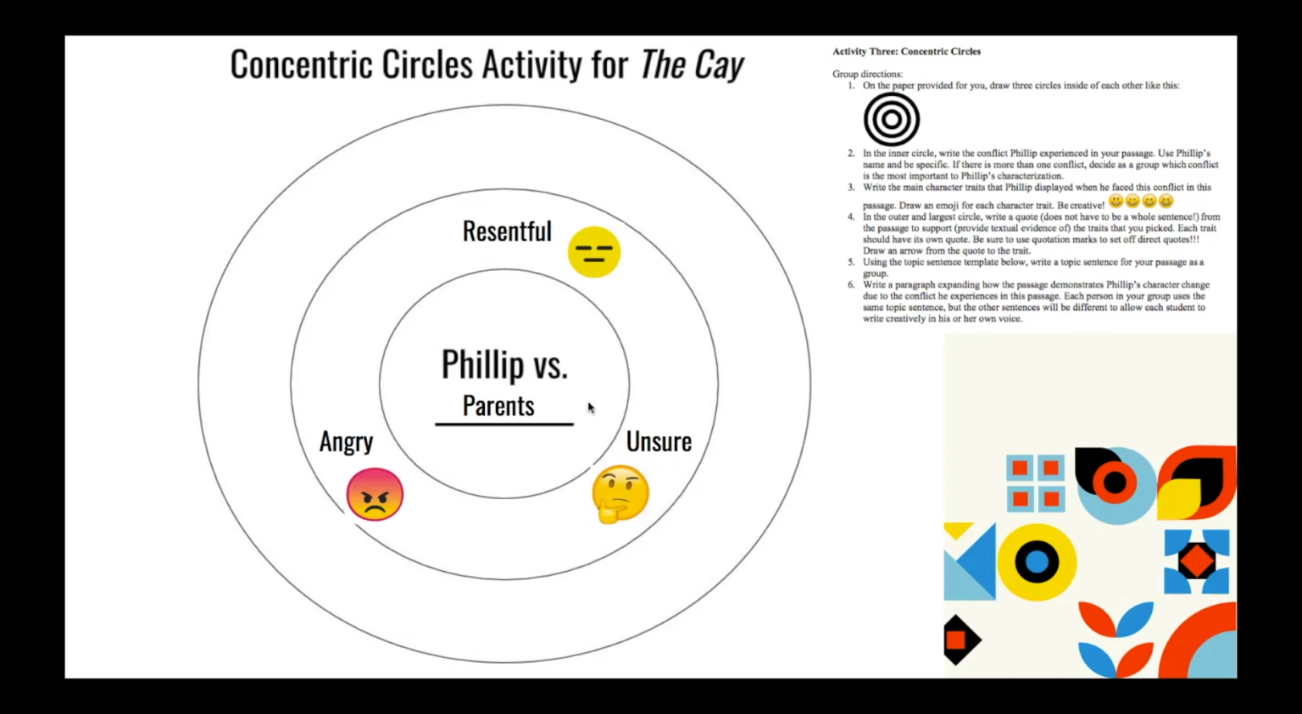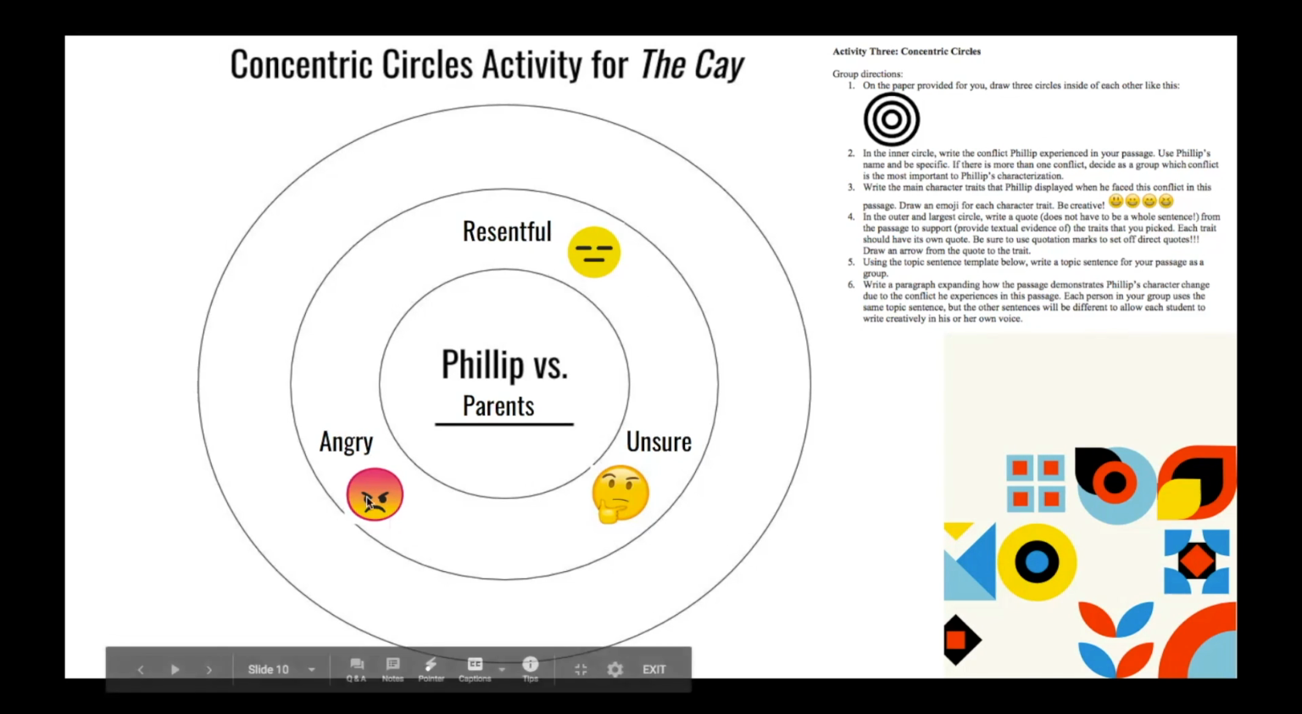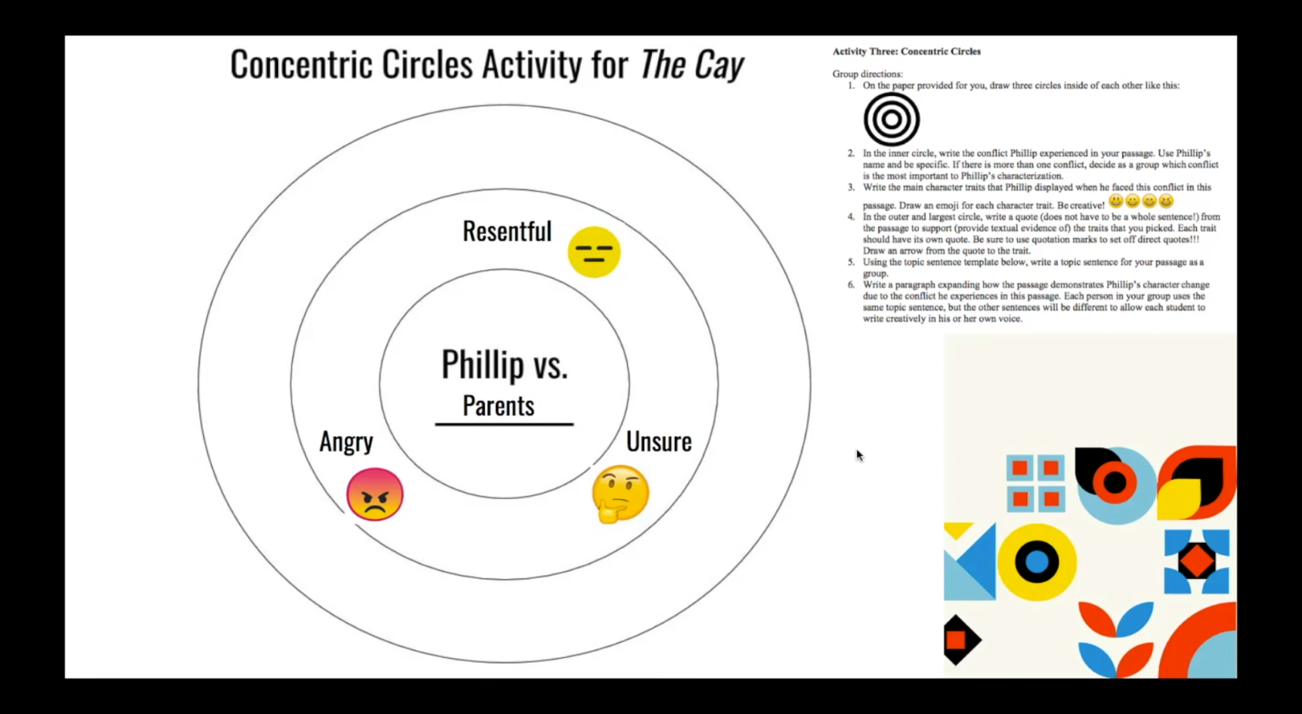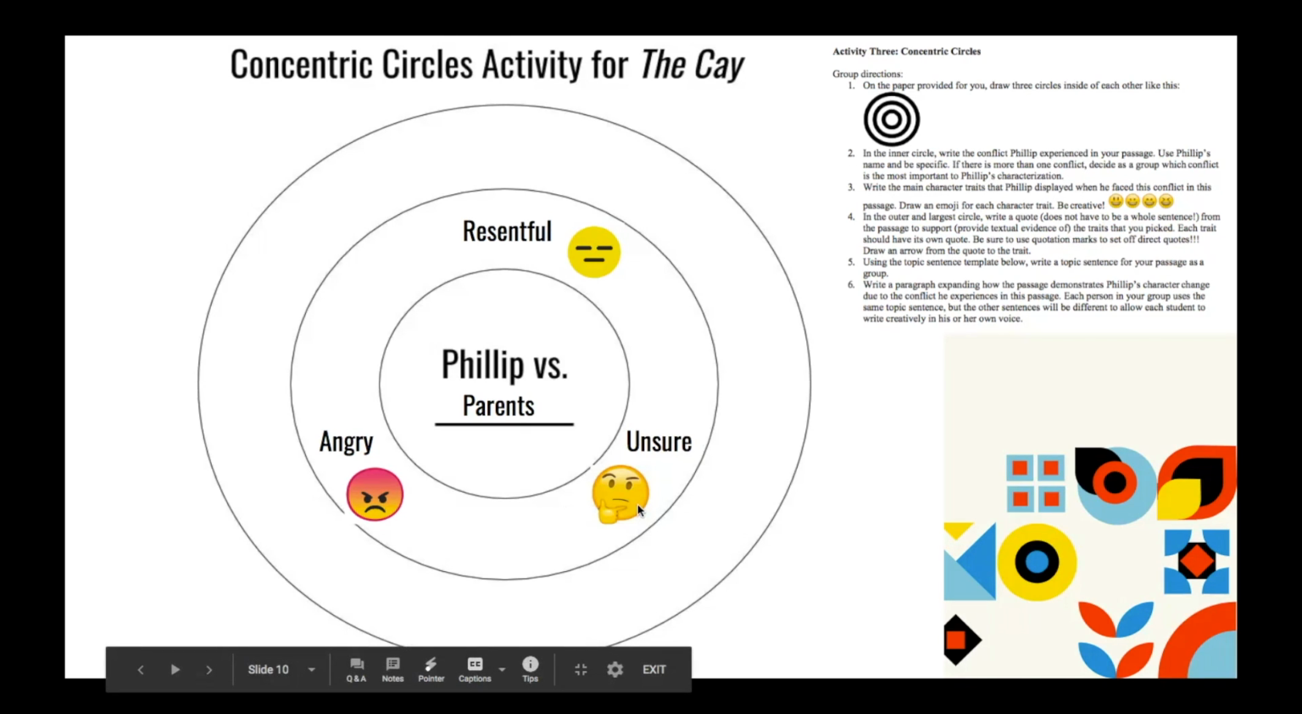So here's what I said. In passage A, Philip was resentful. He was unsure, and he was angry. I also included some emojis. The kids like to do this just because it adds a little bit of fun and excitement to the assignment, whether they draw them or they copy and paste them.